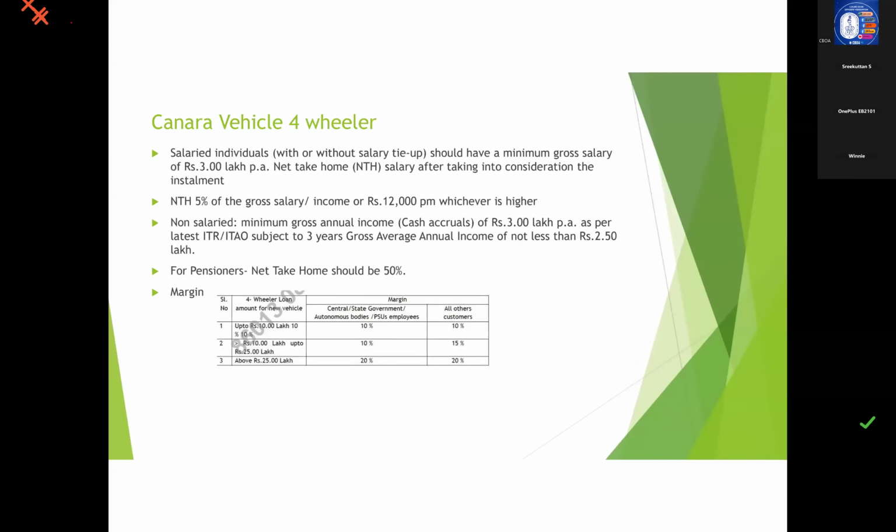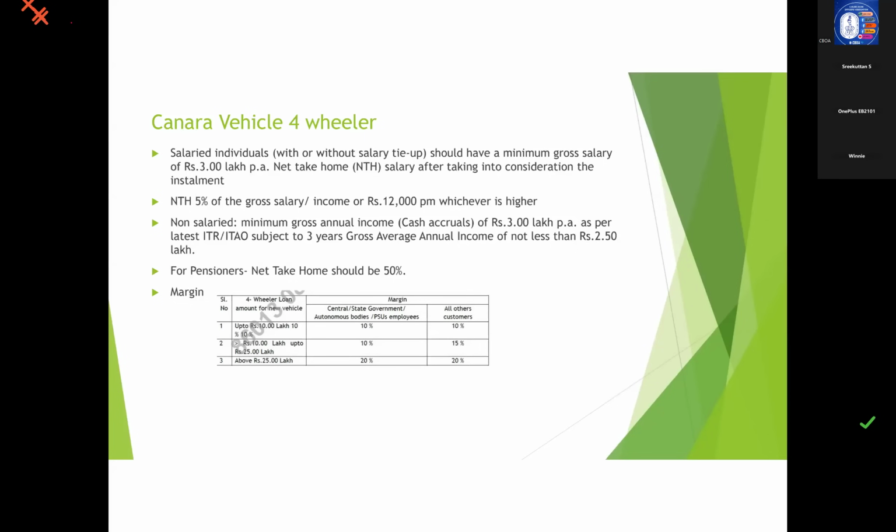Salaried individuals in the case of Canara vehicle four-wheeler: they should have a minimum salary of 3 lakhs per annum to be eligible for Canara four-wheeler. And NTH, sorry, it is not 5%, there is a mistake, it is 25%, sorry for the error. NTH is 25% of gross salary or 12,000 per month, whichever is higher.